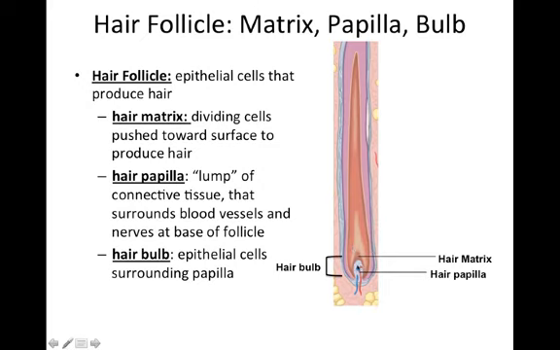The hair papilla is this lump of connective tissue here in this lighter blue color that is at the base of the hair follicle and contains blood vessels and nerves supplying the hair and hair follicle. The hair bulb is this enlarged region surrounding the base of the hair follicle and surrounding the papilla.